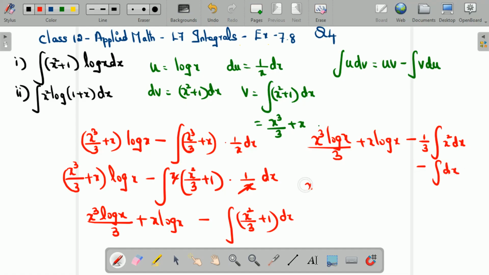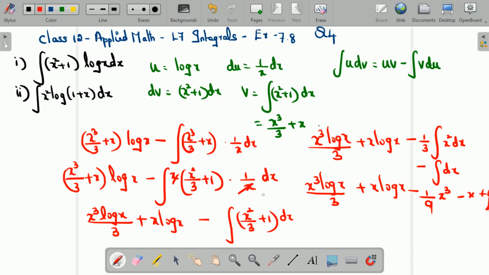So let's perform it. x cubed log x by 3 plus x log x, then this is going to be minus 1 by 9 x cubed, because this is going to be x cubed by 3, then there is a 1 by 3 outside, then minus x plus c.